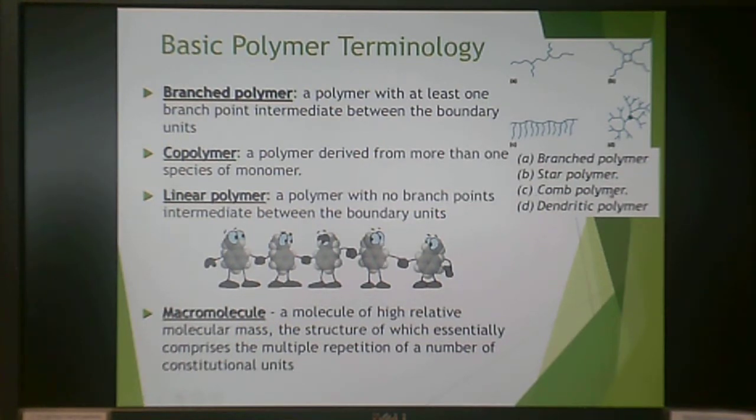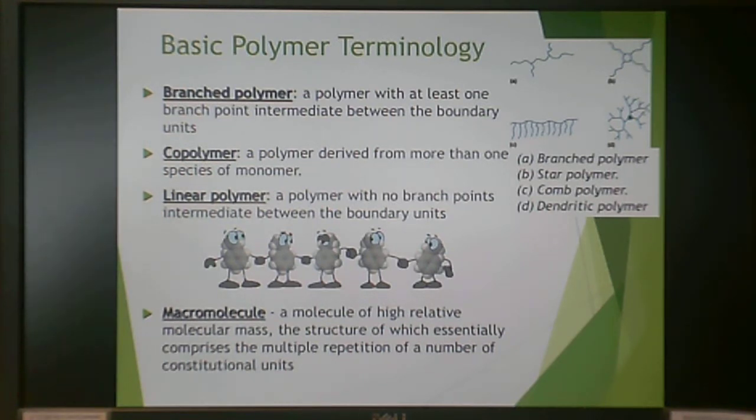C is considered a comb polymer because it kind of looks like a comb. And then D is a dendritic polymer. They kind of grow out from points like branches on a tree. A copolymer is a polymer derived from more than one species of monomer, so you have a monomer with one chemical structure polymerized with a monomer of a different chemical structure. And we'll talk about that more specifically in a moment.